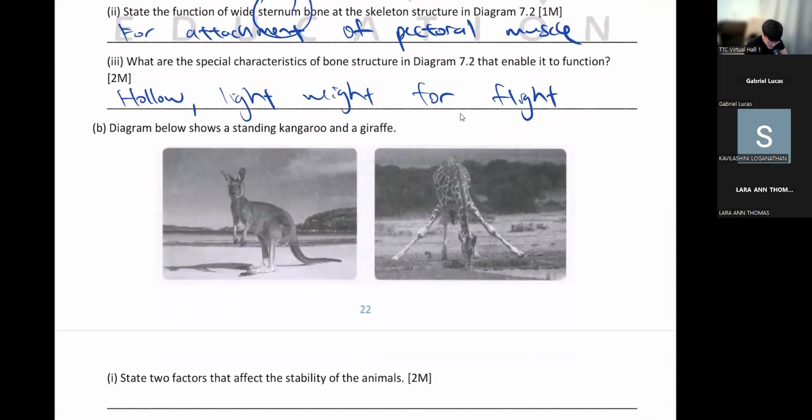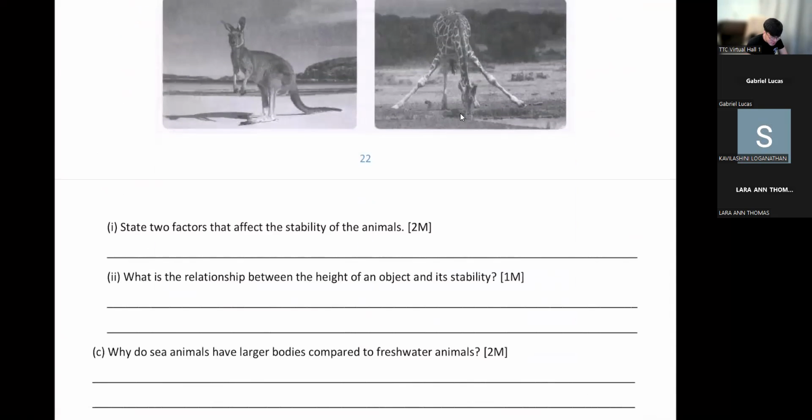Anyway, so next you have a kangaroo and a giraffe. So two factors that affect stability. Like I said, there's two factors. Just imagine a sports car. Why is a sports car so stable? Because they have low center of gravity. Do not say height. Do not say height. It's the center of gravity. And it's not the surface area, the bottom is called base area. Not surface, it's the base area.